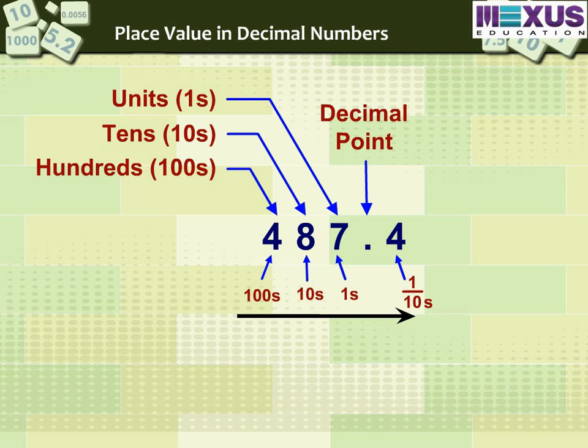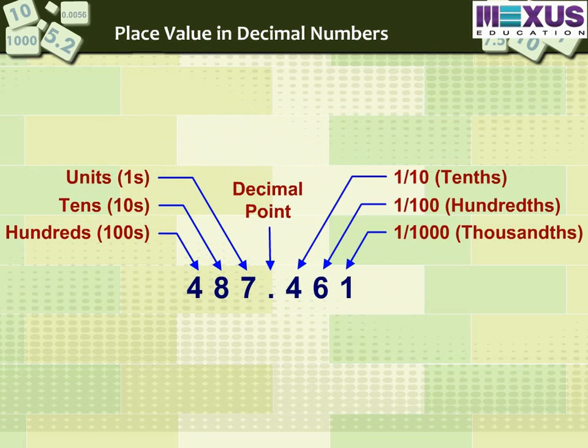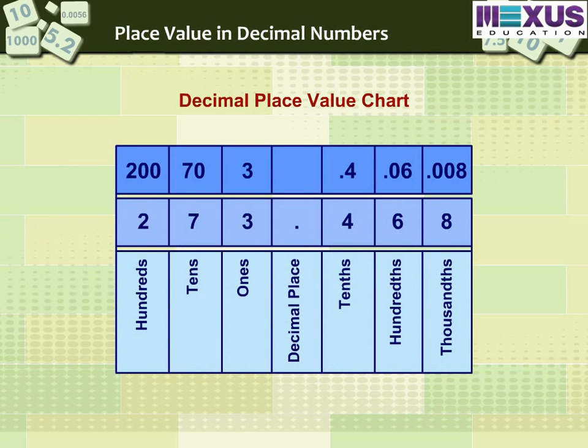But first we must write a decimal point, so we know exactly where the unit's position is. 487 and 4/10. But we normally say it 487.4. We can continue with smaller and smaller values, from tenths to hundredths and so on, like shown in this example. We can see in the place value chart, the number considered is 273.468, and each digit represents a different place value.